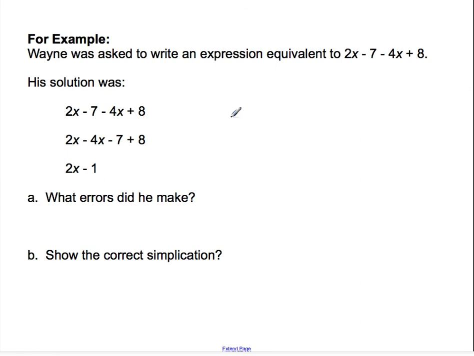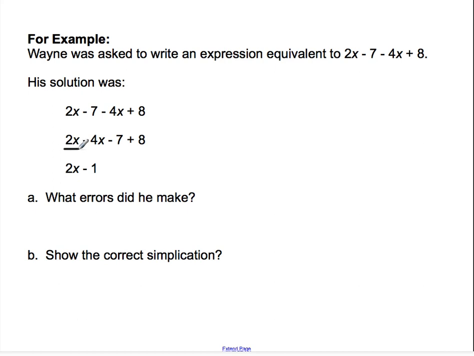So here we have Wayne was asked to write an expression equivalent to 2x minus 7 minus 4x plus 8. So he said, okay, well 2x minus 7 minus 4x plus 8. I'm going to rearrange 2x, and I'm going to put the negative 4x here, minus 7 and plus 8. So all I did was rearrange. We talked about that. Equivalent expressions are expressions where it doesn't matter what order they are in, as long as they are represented by the same picture of tiles. They are equivalent.